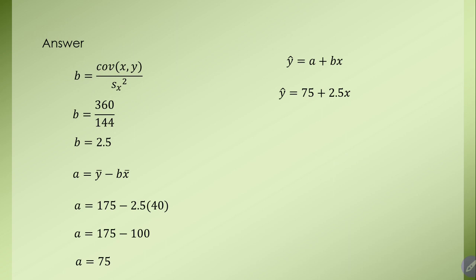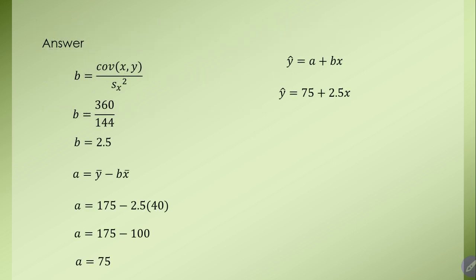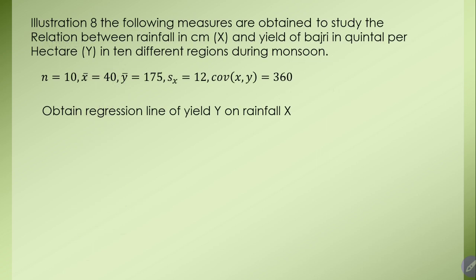What is covariance? Just flip to the question. Covariance is 360. So you put 360 in the numerator. The formula is covariance xy upon Sx square. Focus on the denominator. In the formula, the denominator is Sx square. You are getting my point? In the formula, the denominator is Sx square. In the question, Sx is given.